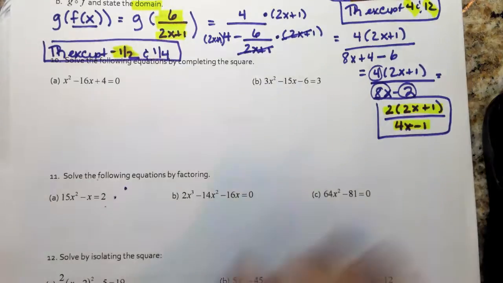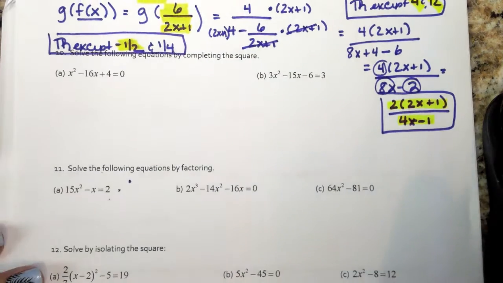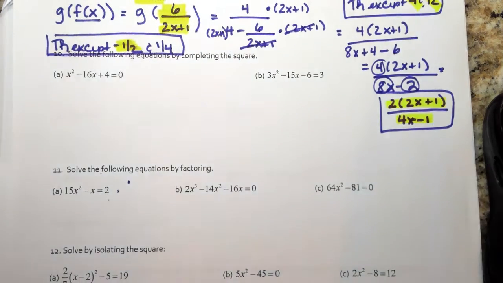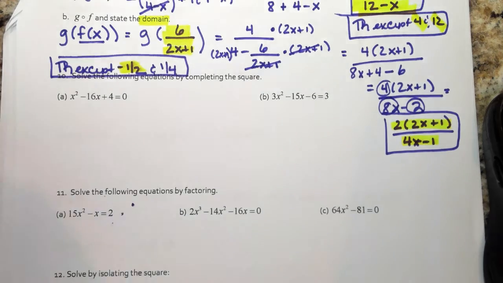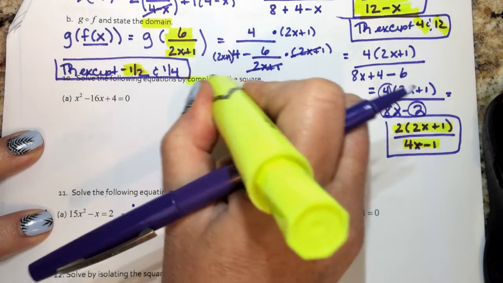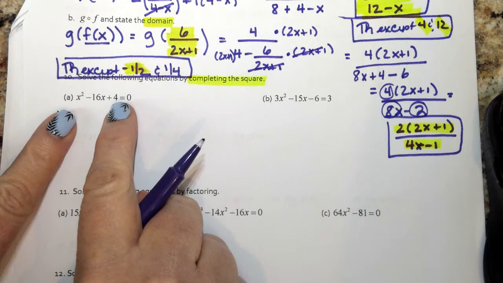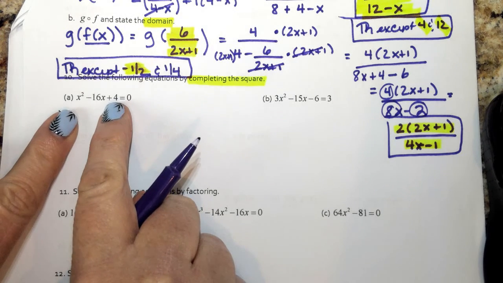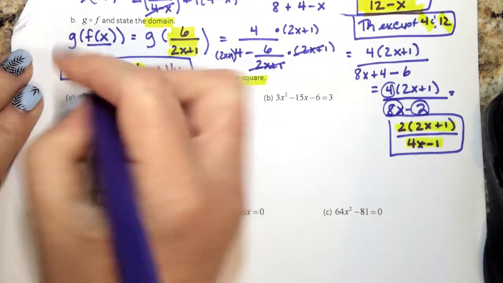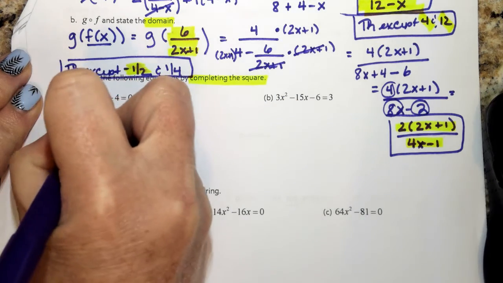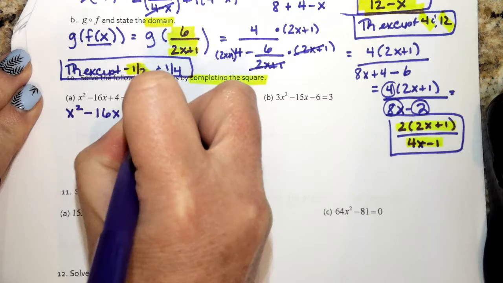So that's your composition of functions. Now we also are going to talk about how we can solve different types of quadratic equations. So these are giving me an example of to solve by completing the square. Remember, the first step is you want to take your constant and move it to the other side, so you only want to have your x's on one side.